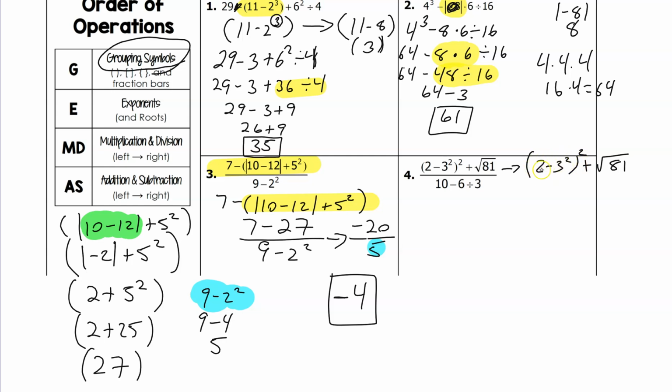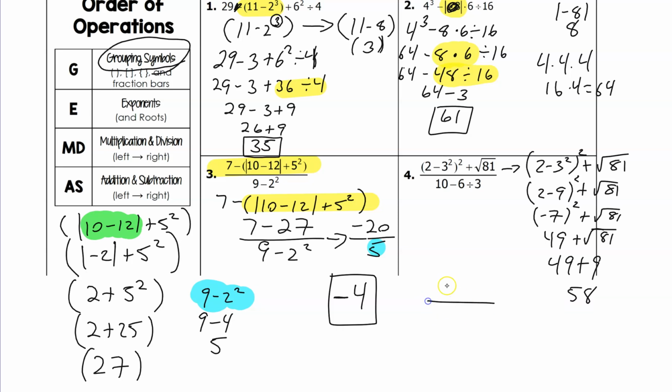I can take care of my 3 squared. So that'll give me 2 minus 9, all squared, plus the square root of 81. 2 minus 9 is negative 7, all squared, plus the square root of 81. Negative 7 times negative 7 is a positive 49, plus the square root of 81. The square root of 81 is just 9 because 9 times 9 is 81. So 49 plus 9 gets me 58. So the top of my fraction is 58.